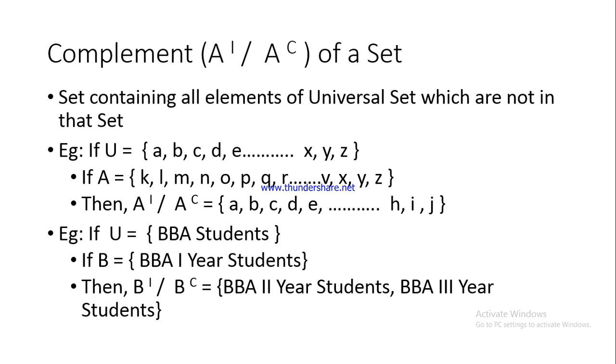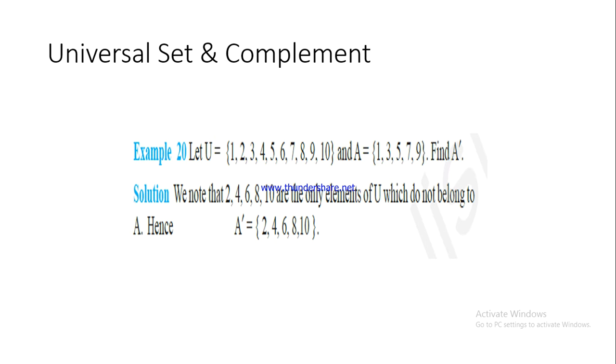So what would be the complement of B? You can understand, in the universal set there are all the BBA students, which includes the first year, the second and the third year students, while B only has the first year students. So naturally the complement will be those elements which are there in the universal set but they are not there in the set B. The elements which are not there in set B are BBA second year students and BBA third year students, and that is why B complement, shown here by B dash or B^C, will be equal to BBA second year students and BBA third year students. Is this understood?